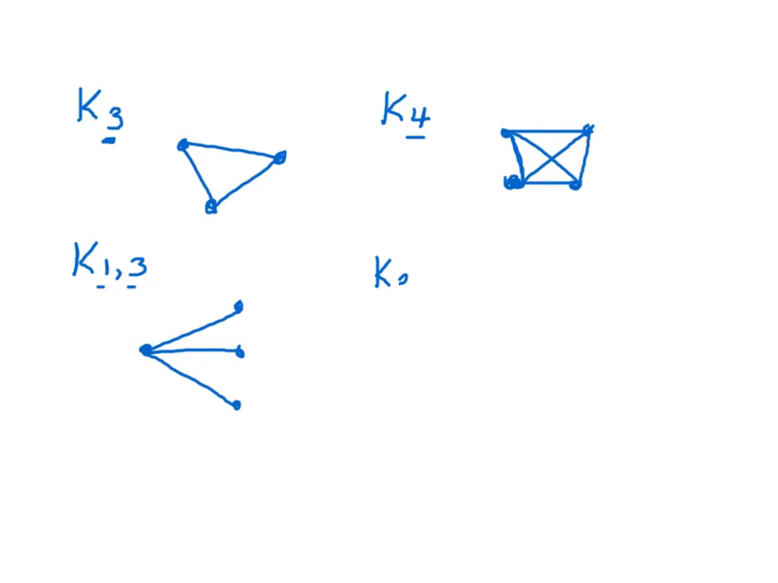And lastly, a K24 graph. Again, the 2 points here are one part of the graph, and then I have 4 points over here forming another part, and these 2 points are connected to all these other 4 points. 1, 2, 3, 4. And likewise, this point is connected to all these 4 also. 1, 2, 3, 4. So that's K24.